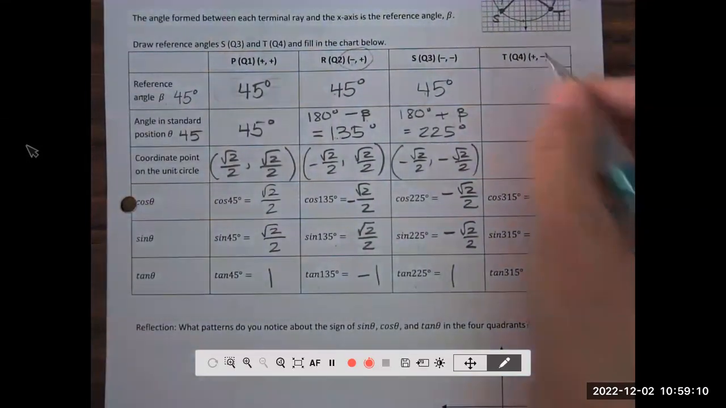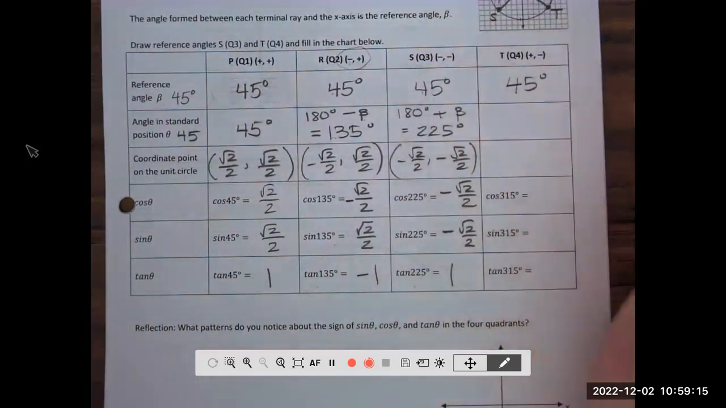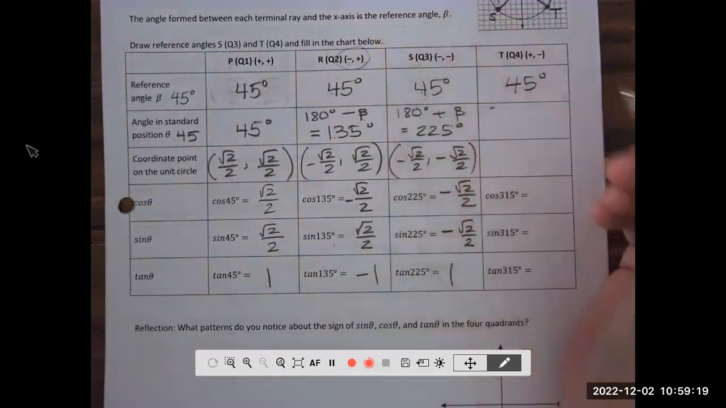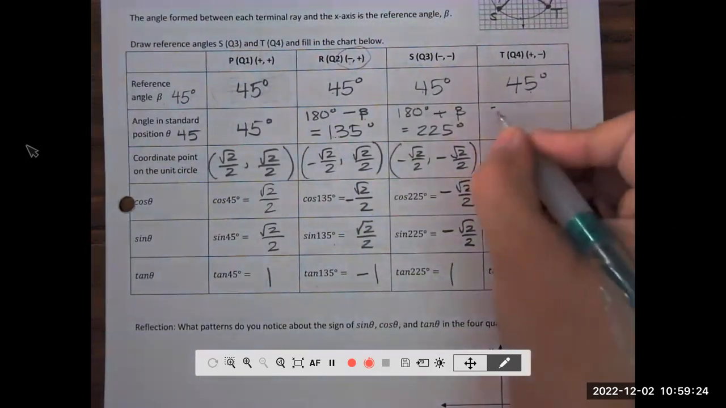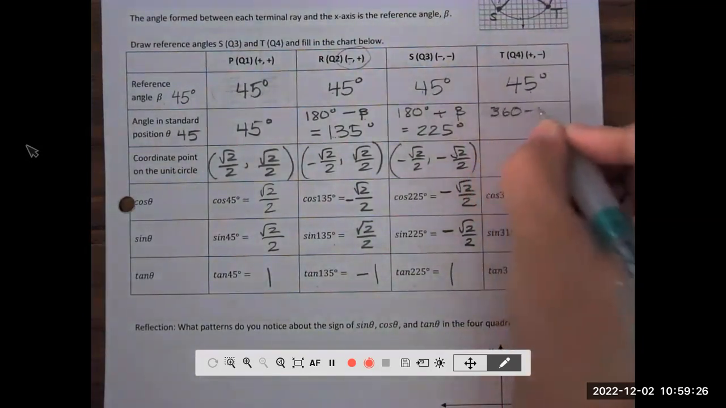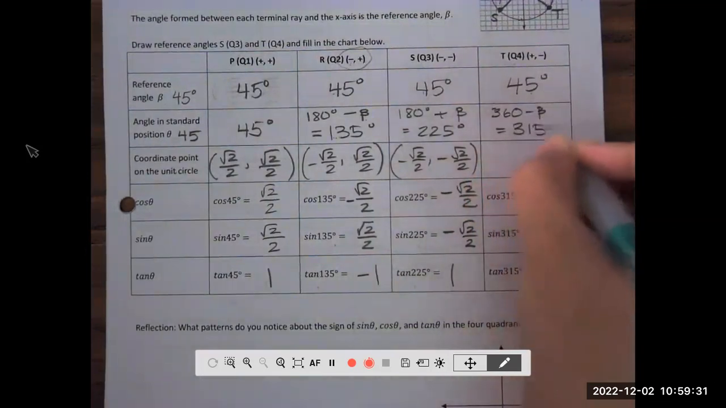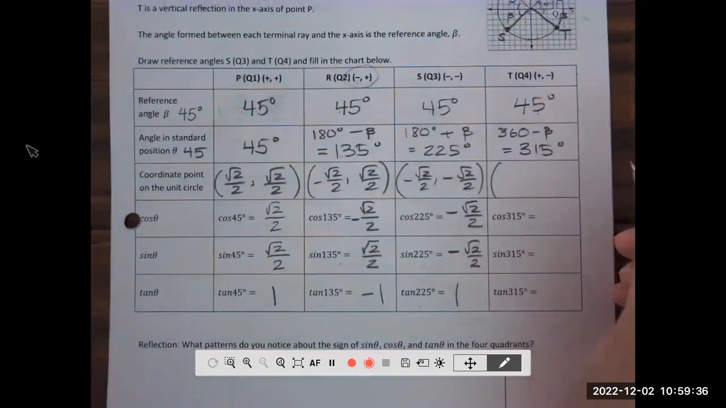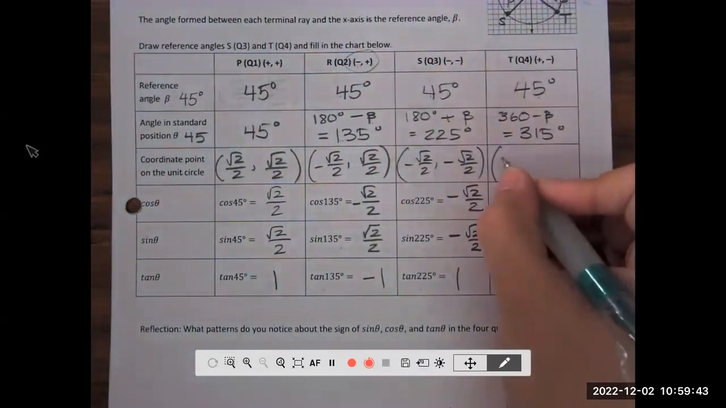Okay, and then lastly, we're looking at quadrant number 4. Beta is 45 degrees. Our theta will be, what's the math for it? 360 what? Minus beta. And that's 315 degrees. What will the signs of my coordinate point be? Tell me the signs. Positive and then negative.